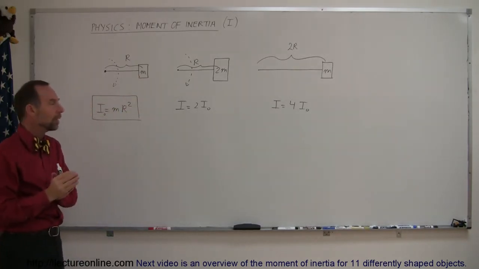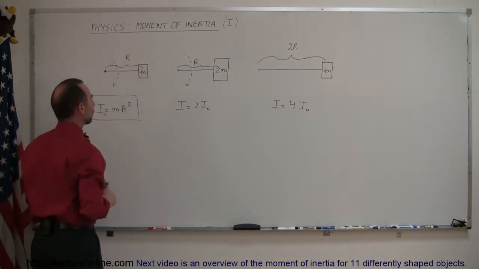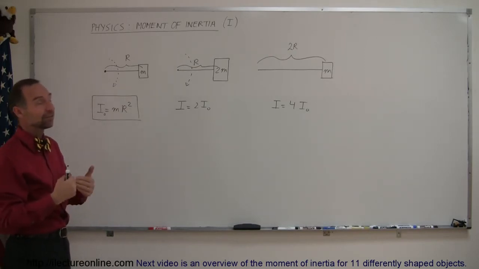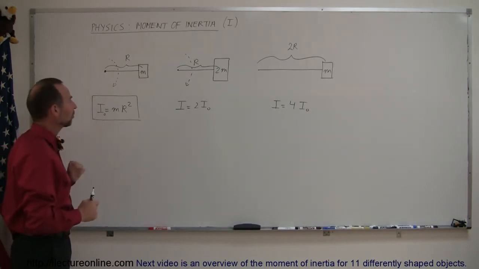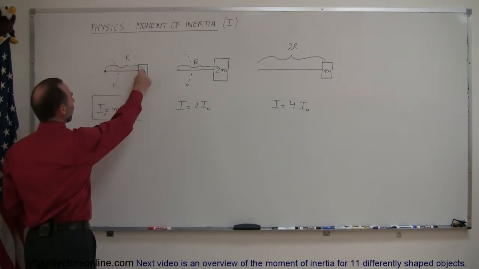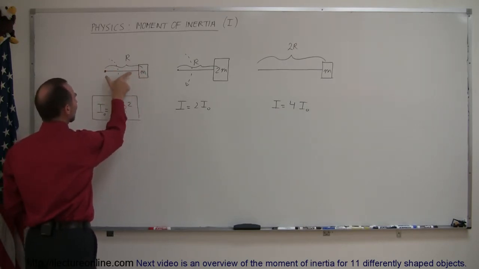Of course, this only applies when all of the mass is located the distance r away from the point of rotation. If the mass is distributed in a different way, then we need to figure out what the moment of inertia is for that. But that comes later. We'll start out with this simple concept. So when all the mass is located a distance r away from the point of rotation, the moment of inertia is the mass times the radius squared.